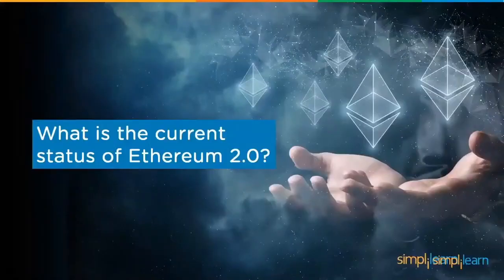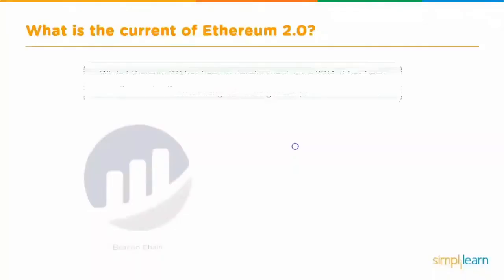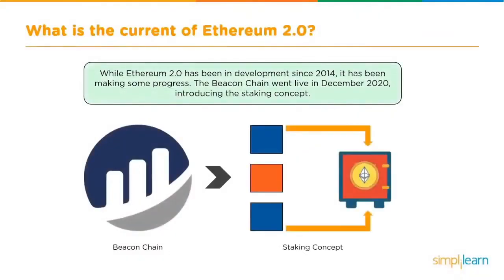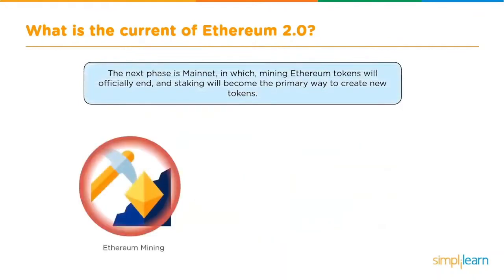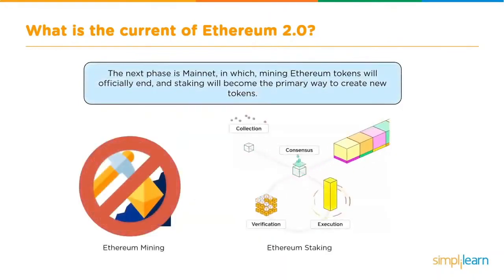So what is the current status of Ethereum 2.0 research? While Ethereum 2.0 has been in research and development since 2014, it has actually been making some progress. The Beacon chain went live in December 2020, introducing the staking concept, but still there is no official claim for the completion of this transition. The next phase is mainnet, merging the Beacon chain into the current Ethereum network. Mining Ethereum tokens will officially end in this phase, and staking will become the primary way to create new tokens in the Ethereum network.